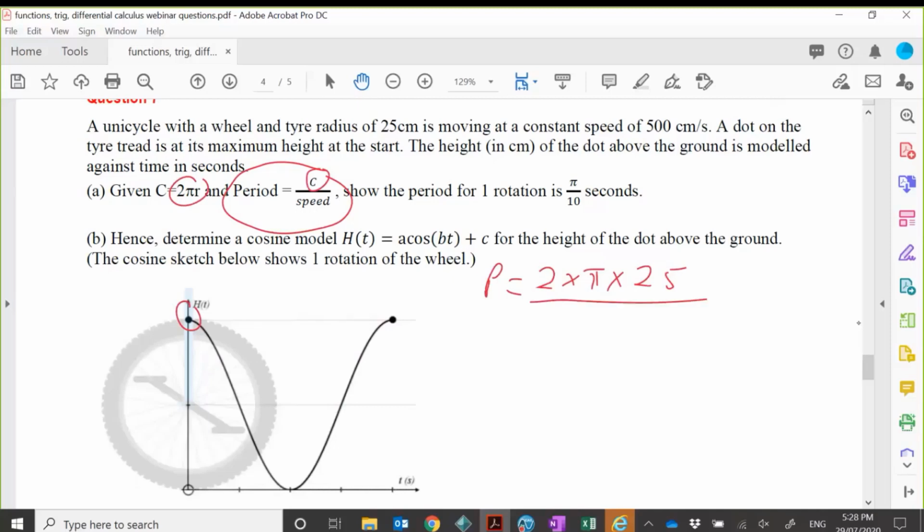And our speed is also given in the question, 500 centimetres per second. Now, it's always good just to check you're working in the same units as well. The radius is in centimetres, and the speed is in centimetres per second. So that means our period is going to be in seconds when we divide those. You can even do this one in your head. So that's going to be 50 pi over 500, gives you your pi over 10. So the period for one rotation is pi over 10 seconds.